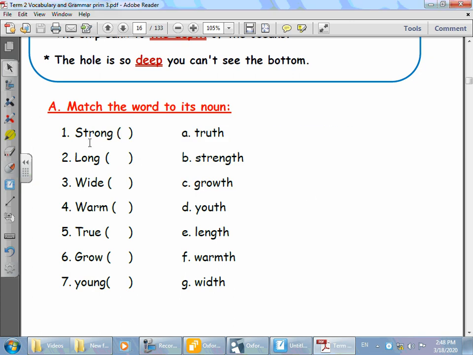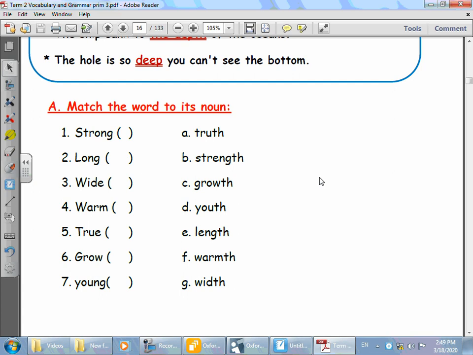Okay. So here we have number 1, strong. We're going to match it with strength. Excellent. This is its noun. So we'll write B. Please write letters. Don't use lines. Thank you. Number 2, long. We're going to match it with, excellent, E. Length. Okay. Number 3, wide. Very good. G, width.